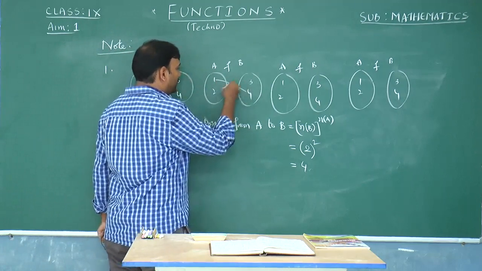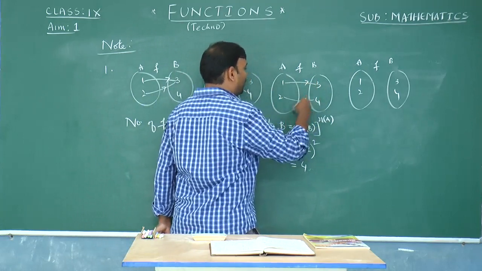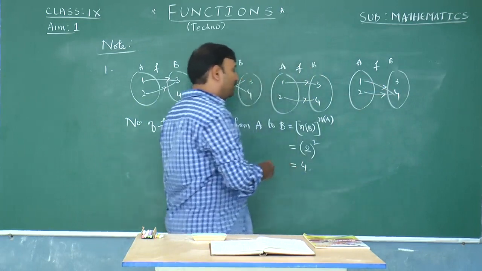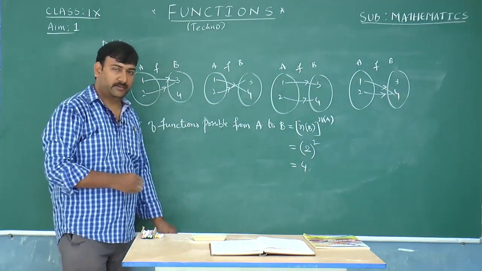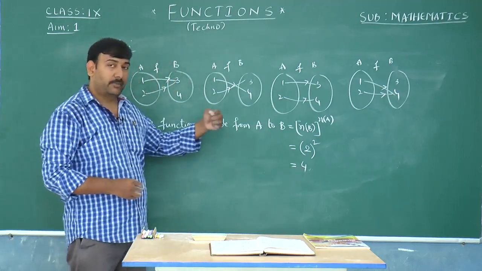This is a second function possible. This is a third function possible, and this is going to be the fourth function possible. So, the total number of functions possible if A contains 2 elements and B contains 2 elements is going to be 4 functions. So, the number of relations is going to be different.